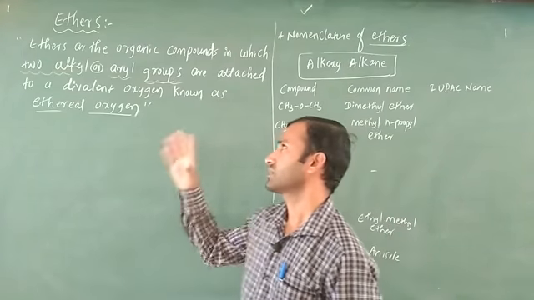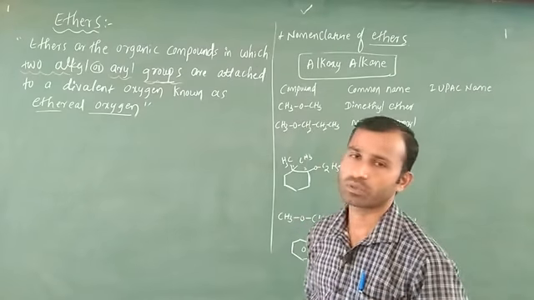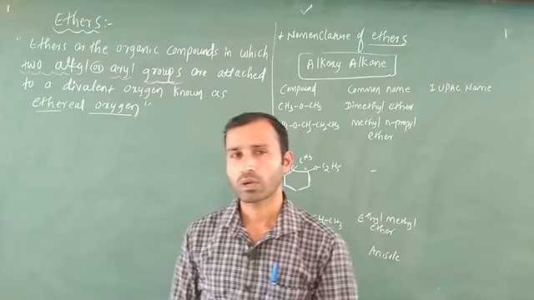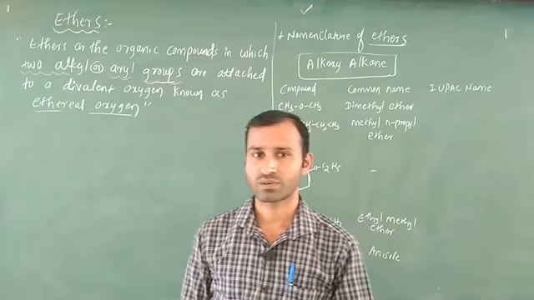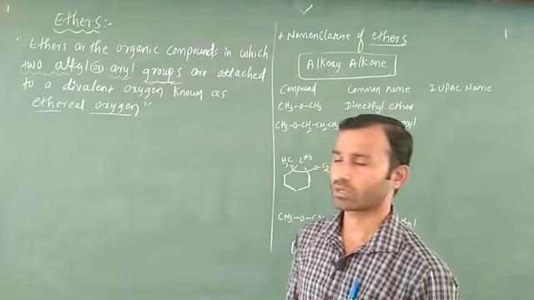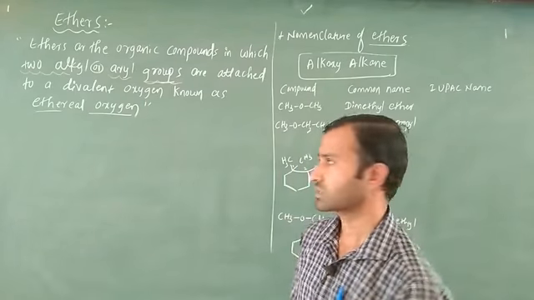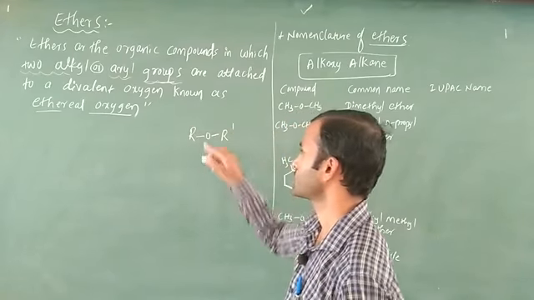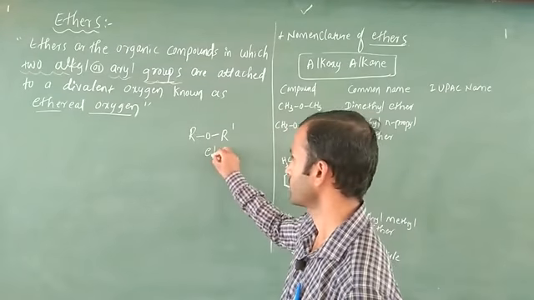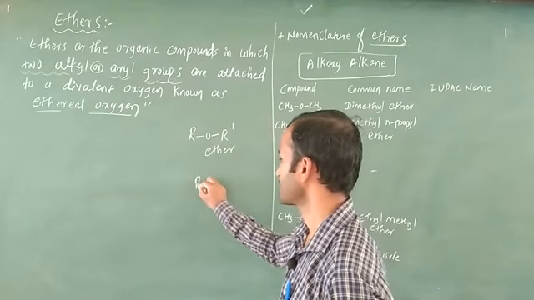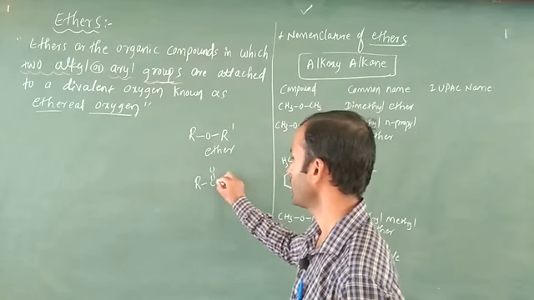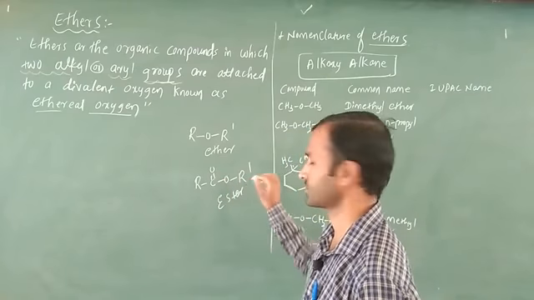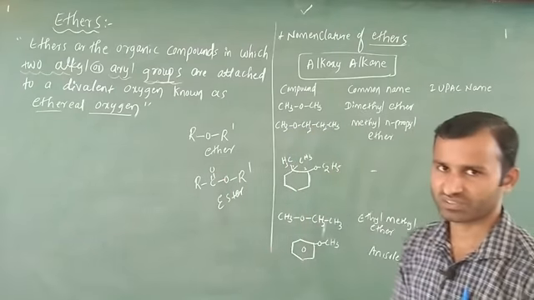Here, in the introduction to ethers, IUPAC nomenclature is also most important. You know very well that ester is different and ether is different. Some students get confused about the functional groups of ethers and esters, so I am going to clarify that point. R-O-R dash is called ether. If it is R-C double bond O, then O, then R dash, what is the name of this? This is ester.